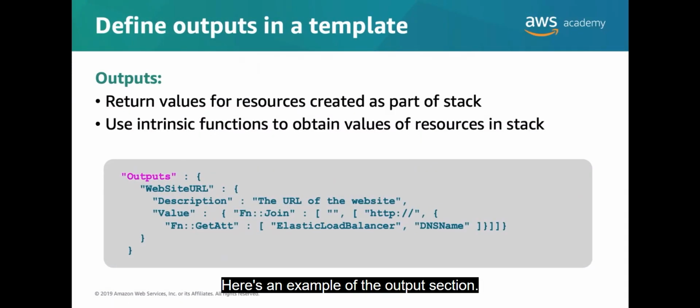Here's an example of the output section. The DNS name of a load balancer defined in the resources section is returned. The URL of the website available through the load balancer is also returned. You can see outputs in the Outputs tab of the AWS CloudFormation page after you create the stack. You can also retrieve outputs programmatically if you run the template using the AWS CLI or the API.